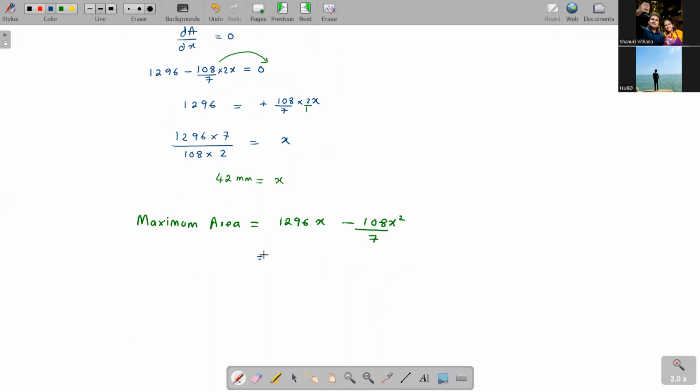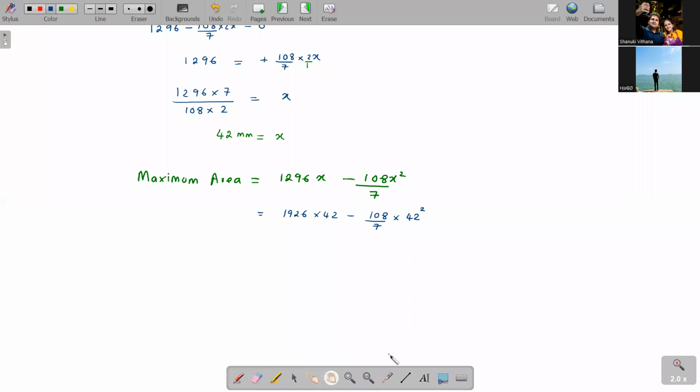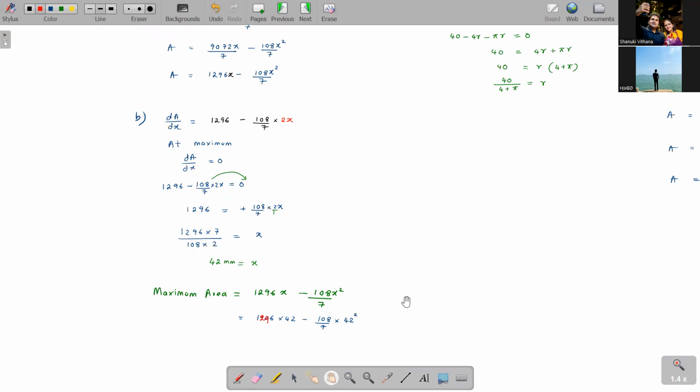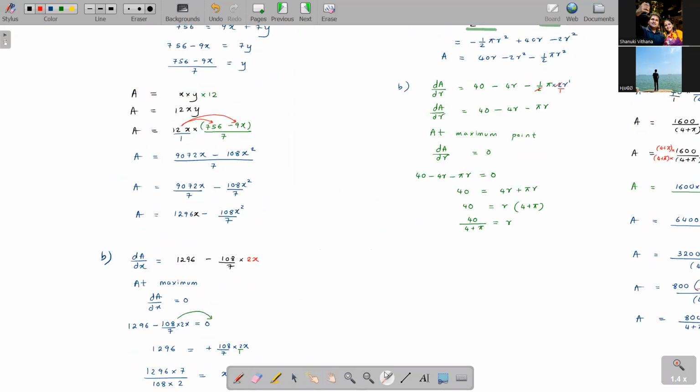So first we'll get the maximum area: 1296 times x, which is 42, minus 108 over 7 into x squared, which is 42 squared. So you can use this in the calculator and get your answer. If you want, since you have your x value, you could substitute the x to get the y value, apply area is 12xy and also get the area. That is also perfectly fine.